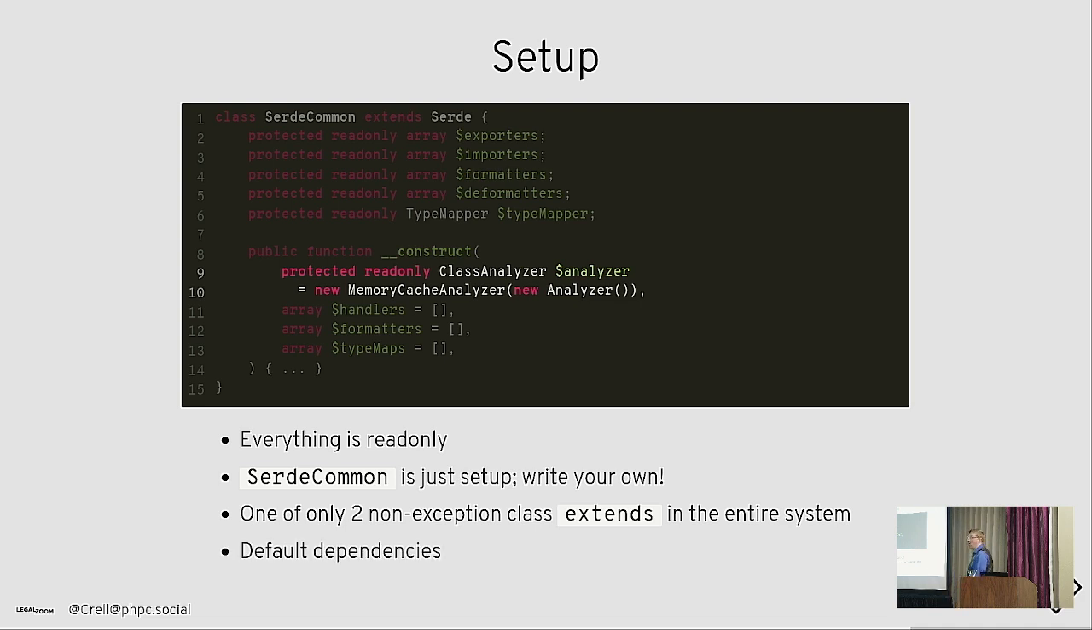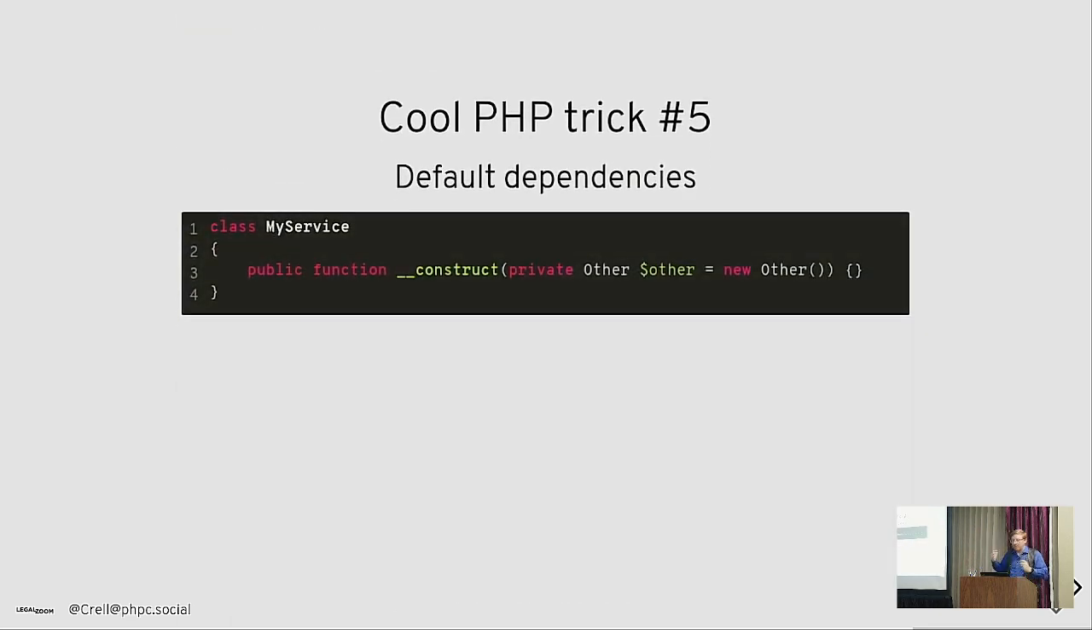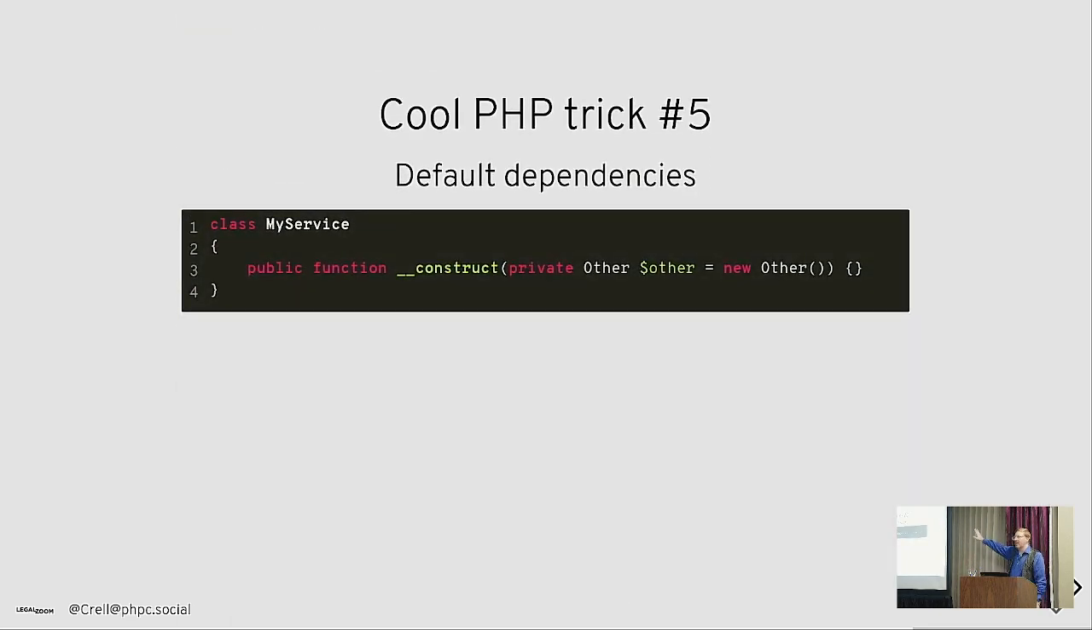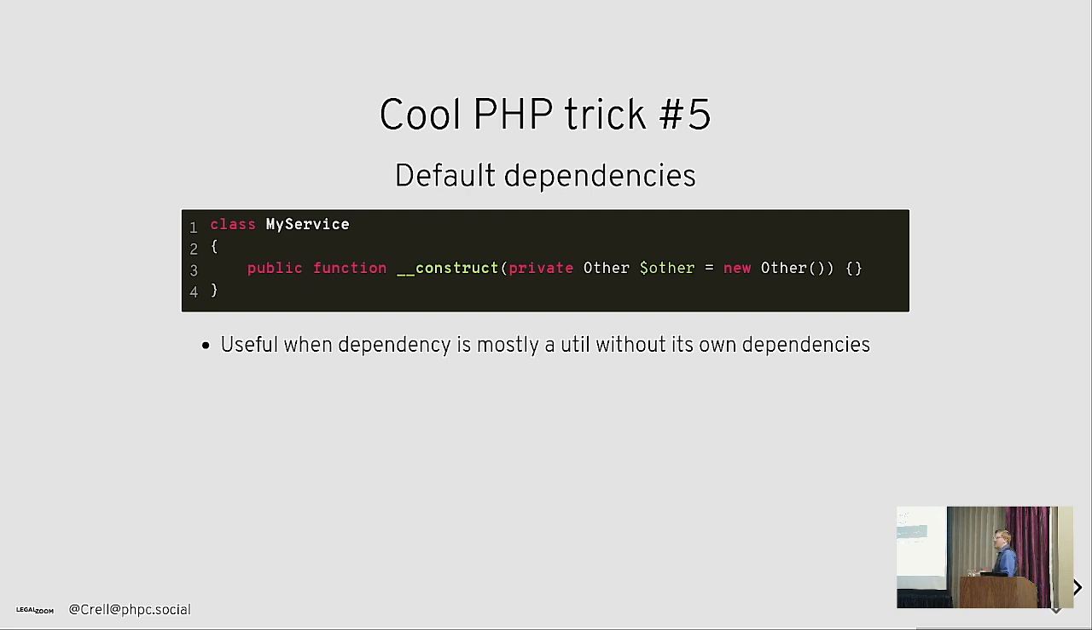Default dependencies are really, really easy now in modern PHP. This isn't even a trick. This is just a language feature as of 8.1, where you can specify a default value that is an object, as long as that object can be statically created, meaning that there's no runtime values for it. So very useful when a dependency is a utility and it doesn't have its own dependencies, so you're not going to have a long chain of dependencies there, like in this case.